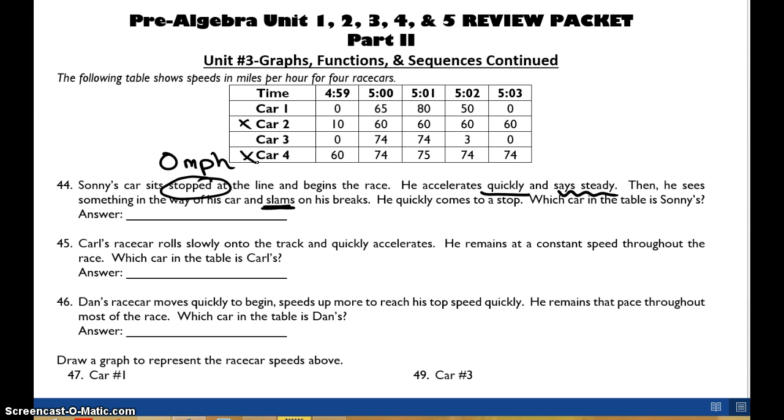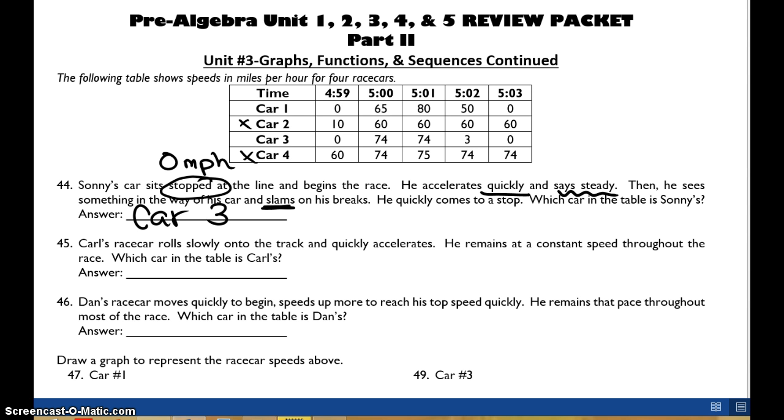He speeds up quickly and stays steady. So if we're looking at 1 and 3, speeds up quickly from 0 to 65, 0 to 74. Those are both really quickly. And then stays steady. Now car 1 goes 65 to 80 to 50. That's not steady. But car 3 goes 74 to 74. So he's staying at that 74 miles per hour. So automatically we should know that for 44 it should be car 3.